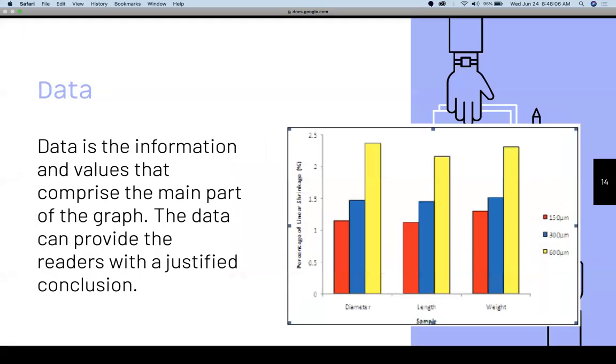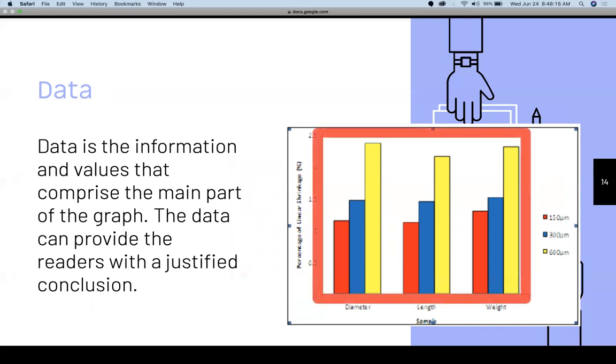So what's the data, right? I talked about data before, but data is just the information values that comprise the main part of the graph. The data can provide the readers with a justified conclusion, right? I can see that the data is all this important information, all these important values in the middle, right? The things being measured, the independent and dependent variables. From here, I can make conclusions.